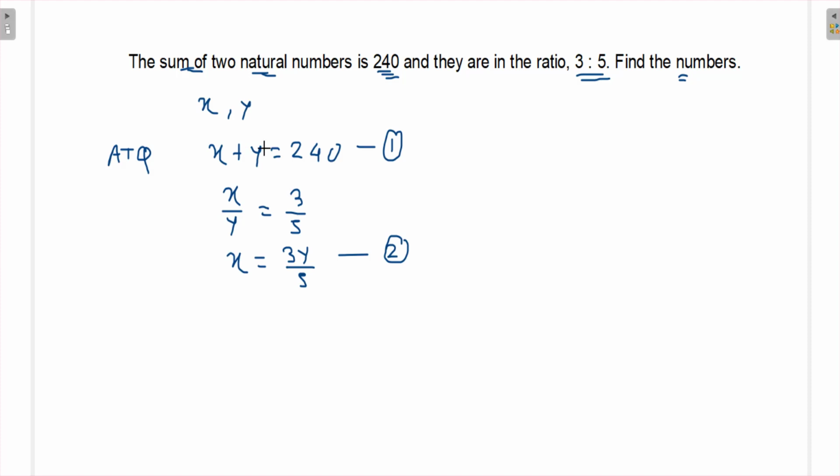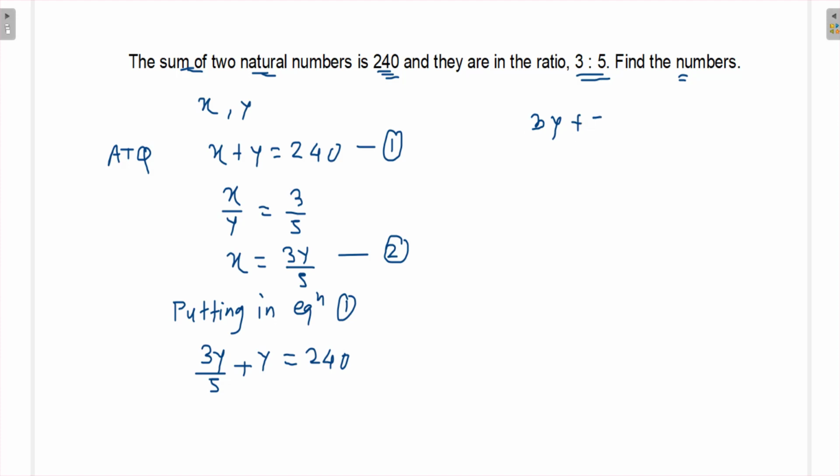Let this be equation number 1 and this as equation number 2. Now put this x in equation 1. Putting x as 3y/5, it will be 3y/5 plus y, which is equal to 240. Now multiply by 5 throughout the equation, and you will get 3y plus 5y, which is equal to 240 multiplied by 5. So this will be 8y, which is equal to 240 multiplied by 5.